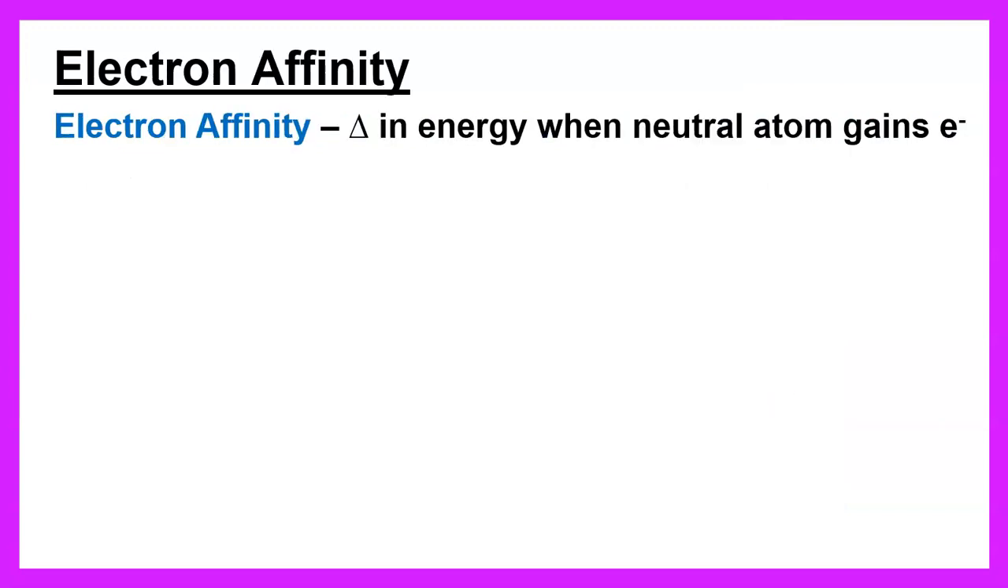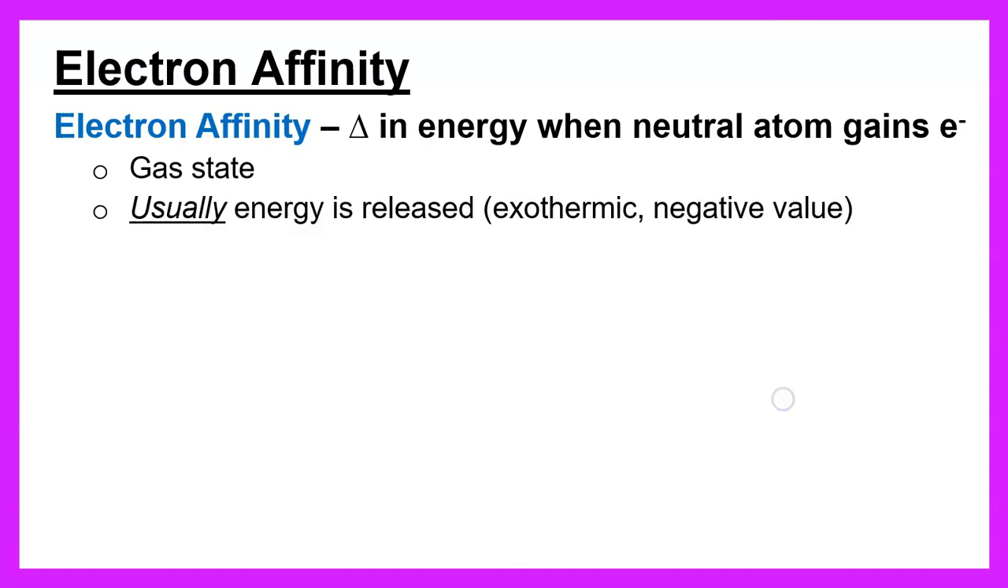Electron affinity doesn't come up as often. I just want to cover it a little bit just in case it does. The electron affinity is the change in energy when the neutral atom gains an electron. So it's kind of the opposite of ionization in a way. It's measured in the gas state. Usually energy is released. Usually this is an exothermic process. Not always, okay?